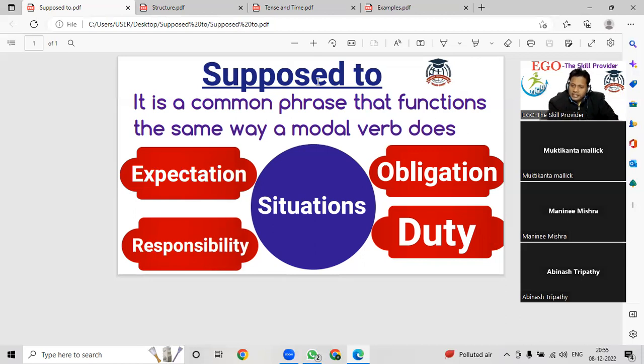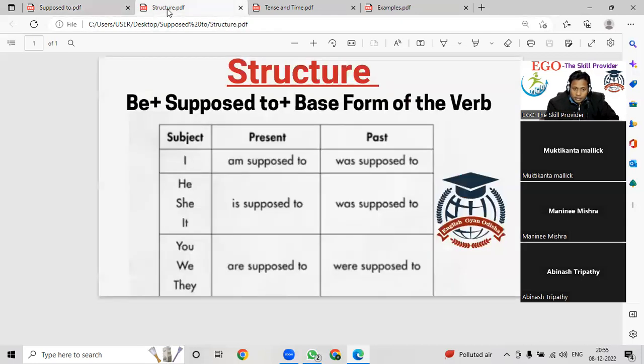It's a common phrase that can be used in place of certain modals, because it expresses expectation, responsibility, obligation, and duty. This is the structure. It is always used with a be verb. It cannot be used with "have". I have supposed to - never, never, never. Either you can use it in the be verb present form or in the past form.